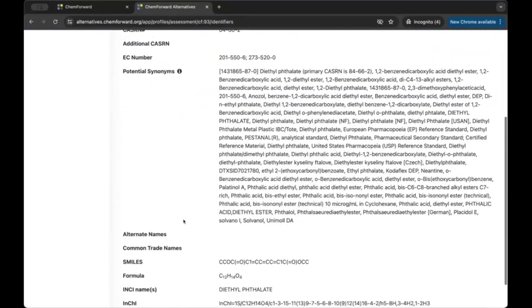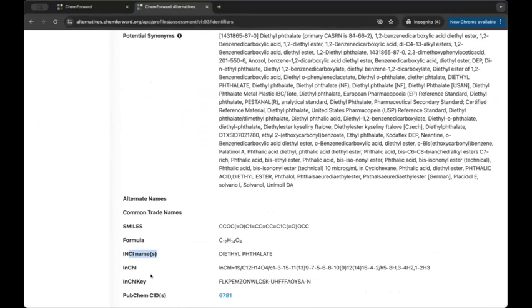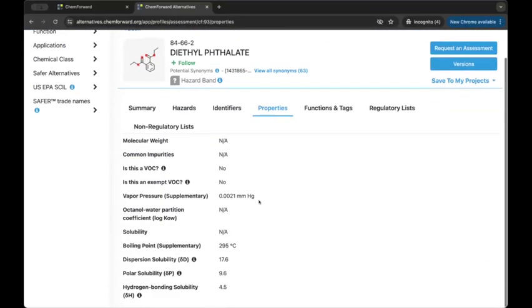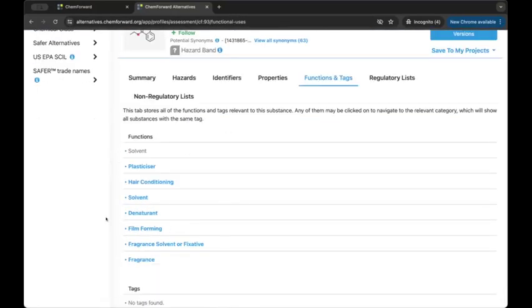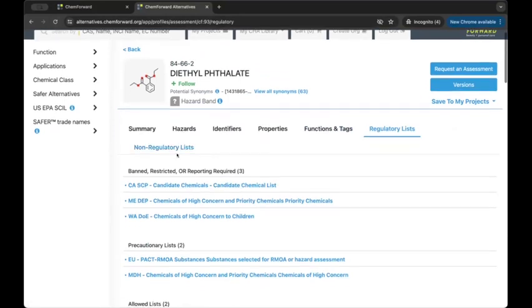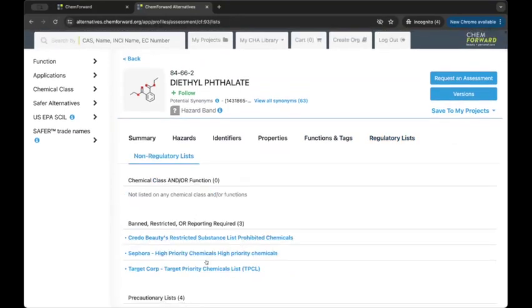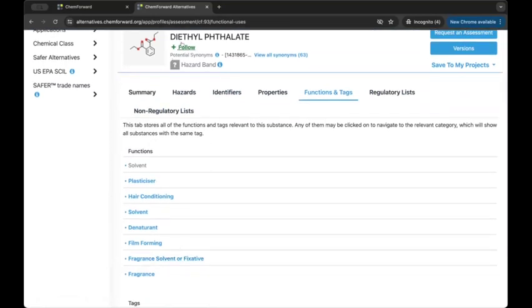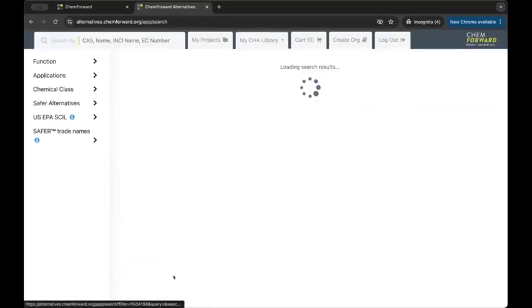We have some potential synonyms, alternative names, INCI names, PubChem CIDs, properties as are also available through our Pharos API, functions and tags. This is what is informing this left-hand search function here. Regulatory lists, as well as non-regulatory lists. So say I wanted to find something that was an actual hazard banded chemical for my particular use case, that being, for example, a fragrance solvent or fixative.